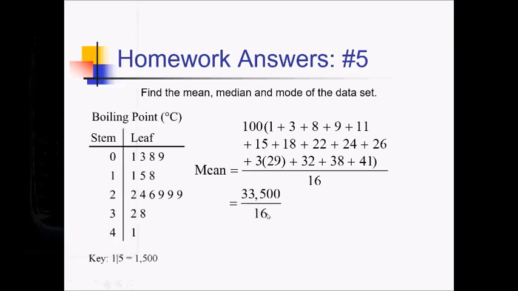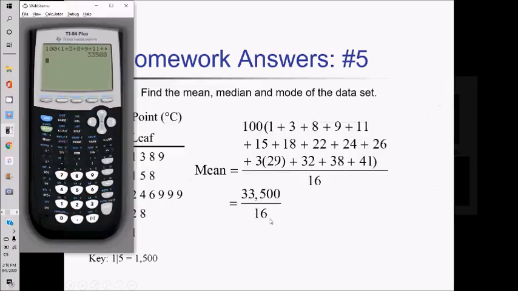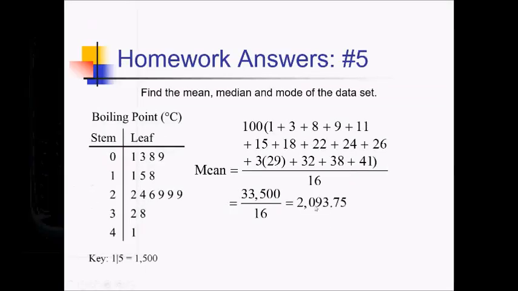And all of that's being divided by 16. So going back to the calculator and dividing by 16, that is going to come out to 2,093.75. So there's our mean. That's the mean boiling point, apparently, of what I'm not really sure, but it sounds sciencey.